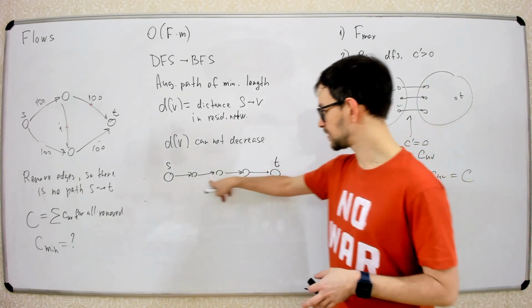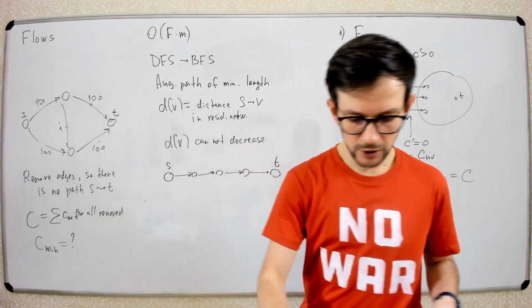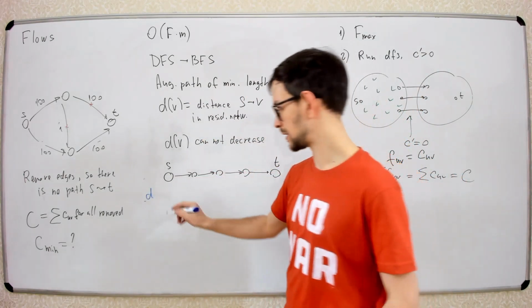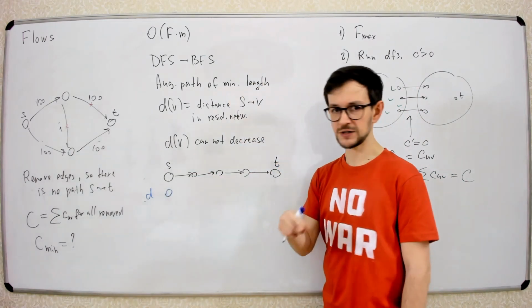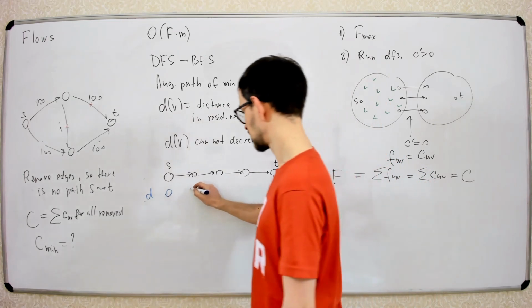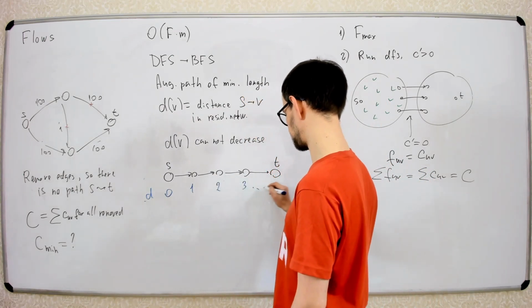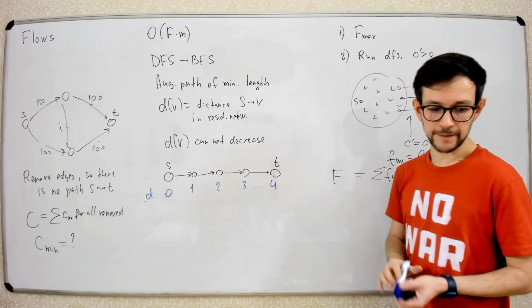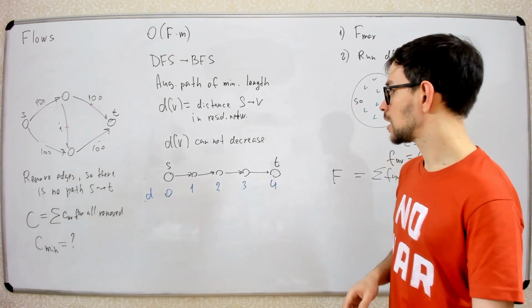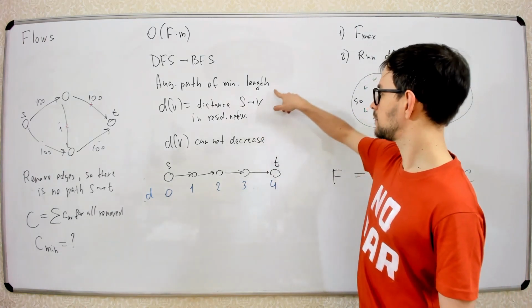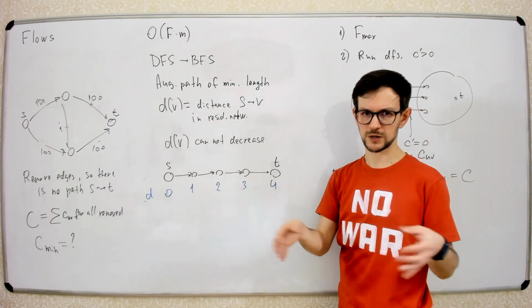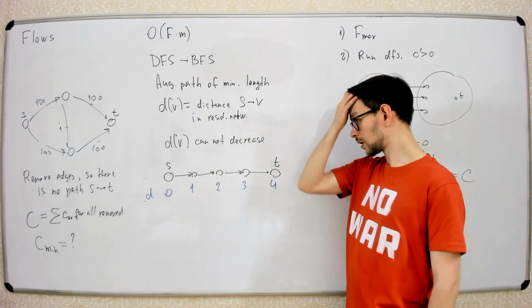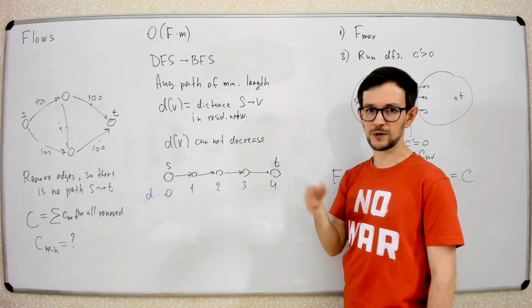What are the distances for these nodes? If we look at values d for all these nodes, d of s is obviously 0. For this node, the distance will always be 1, for this node 2, for this node 3, and so on. Let's say 4. Edges are not weighted. Yes, the minimal length is just in the number of edges, like BFS. There are no costs. So we just take the path of minimal number of edges.